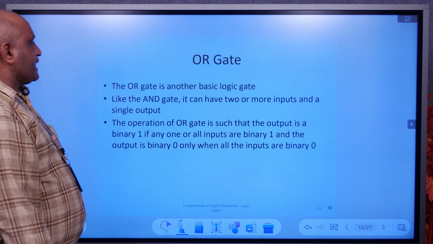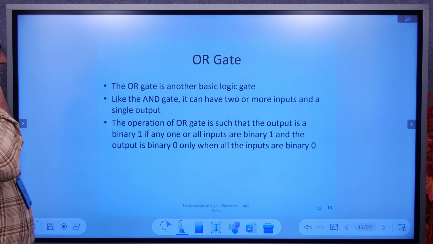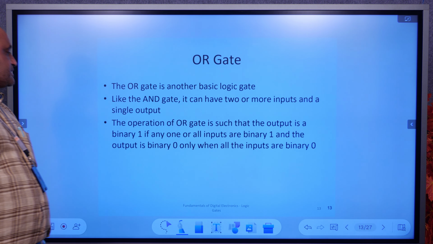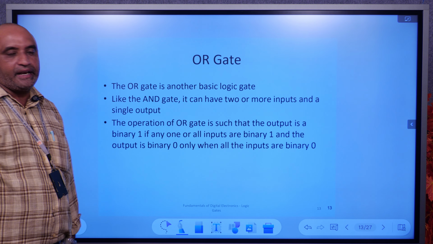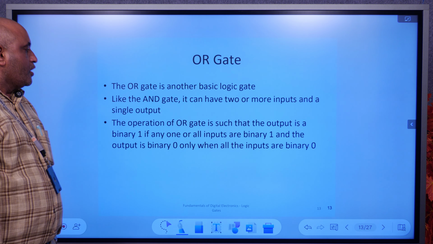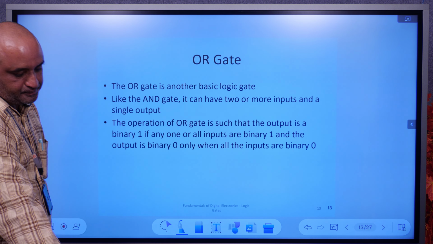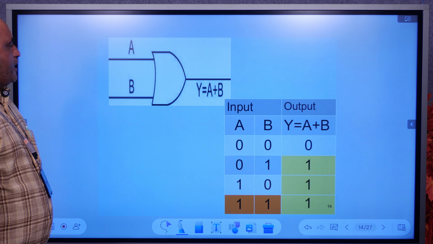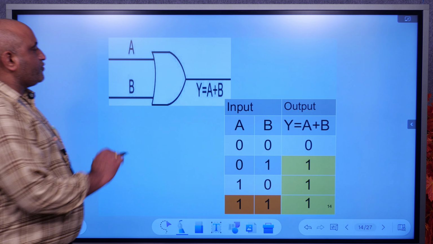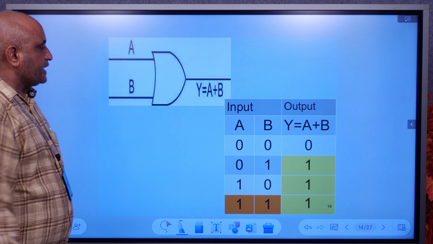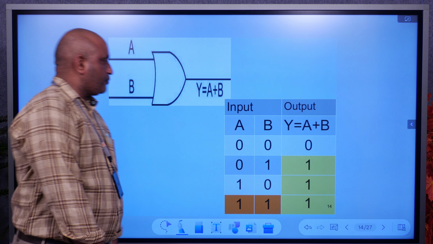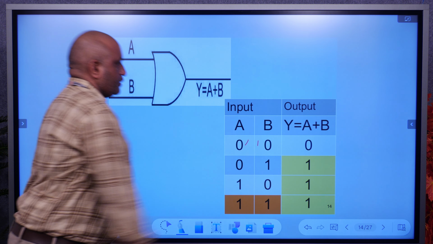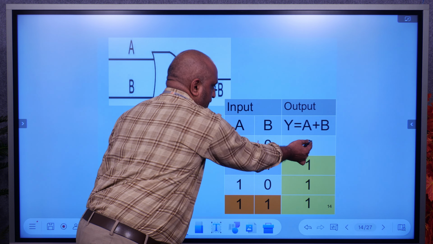This is the OR gate, another basic logic gate. Like the AND gate, it has two or more inputs and a single output. The operation of the OR gate is such that the output is binary 1 if any input is binary 1, and the output is binary 0 when all the inputs are binary 0. This is the diagram: A and B are the inputs, output is Y equal to A plus B. Consider the truth table. Input is A and B. A is 0, B is 0, we get the output Y equal to A plus B as 0.